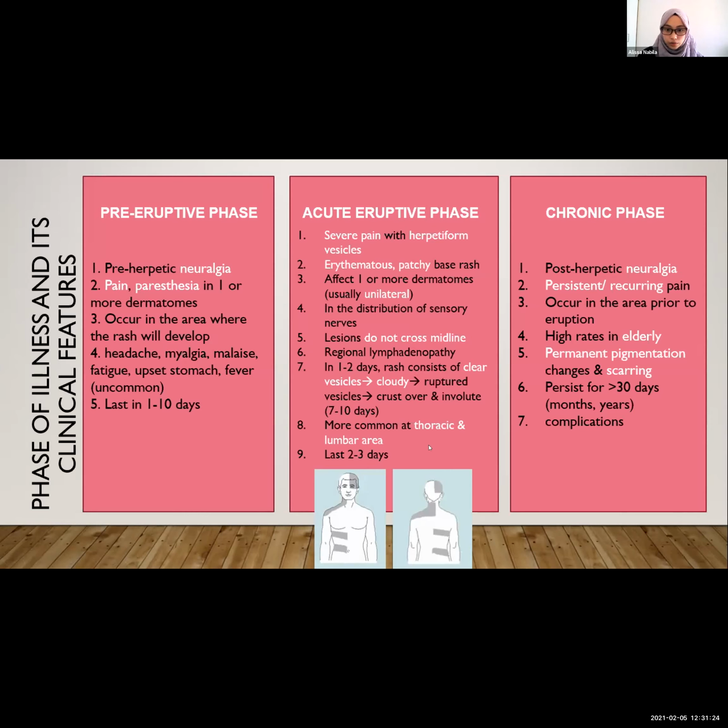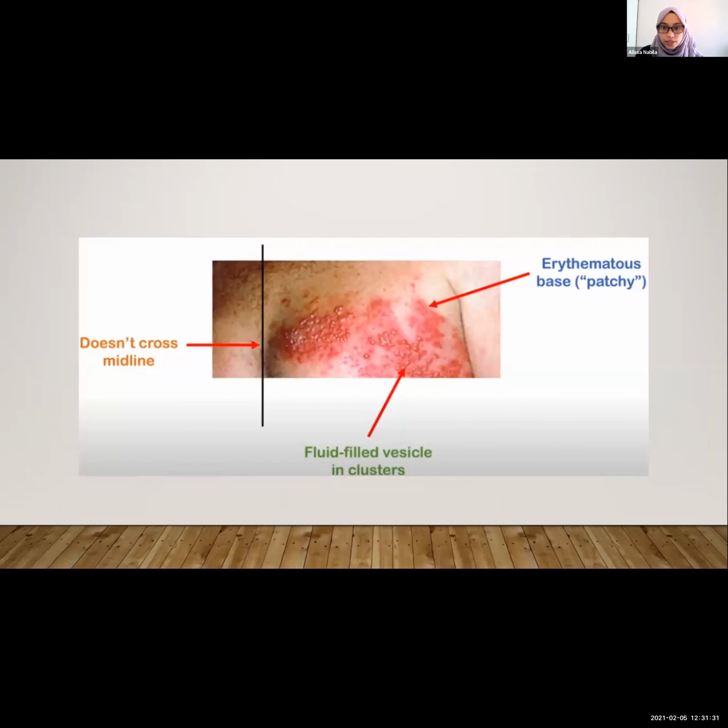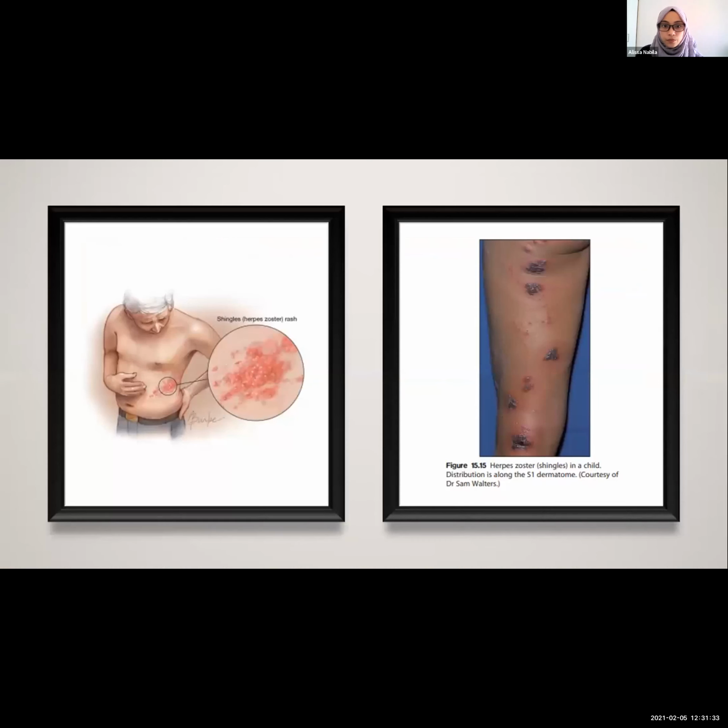Okay, so the picture below shows the common area where the shingles will develop and the pattern of the rash. So this is the characteristic of the shingles rash.